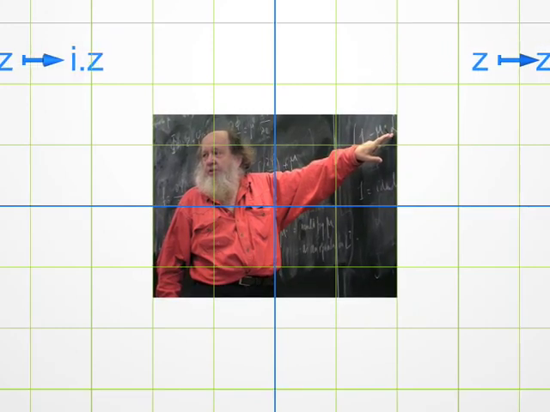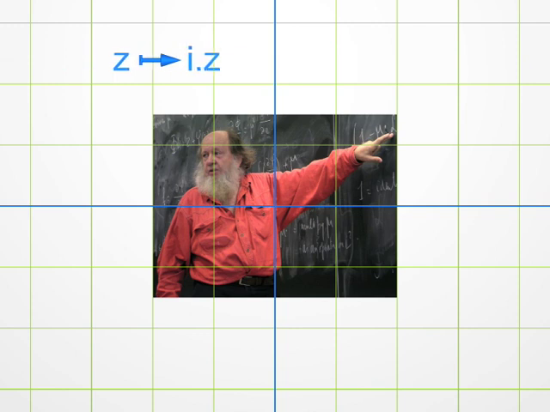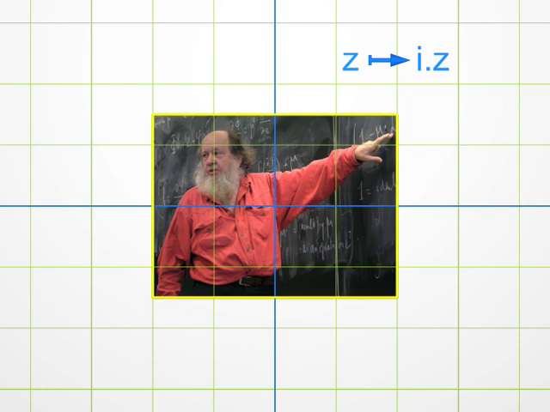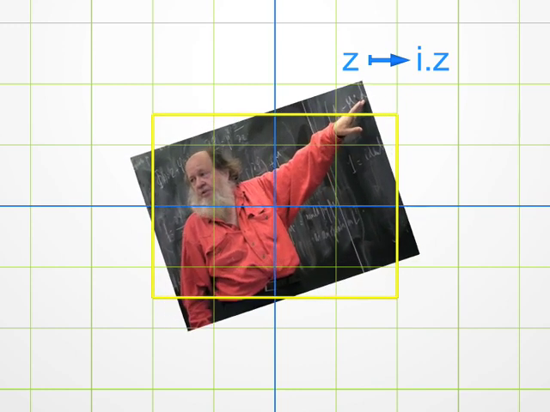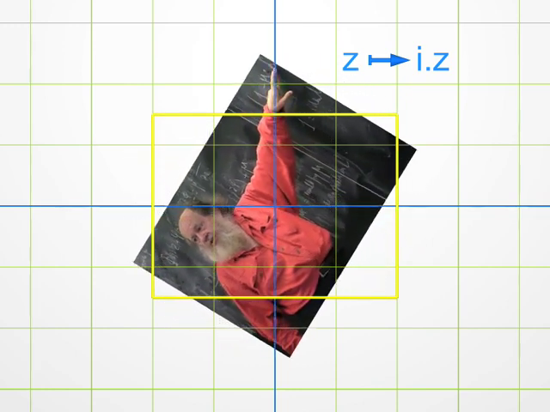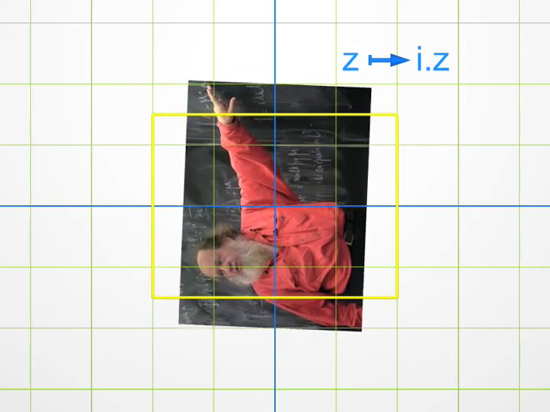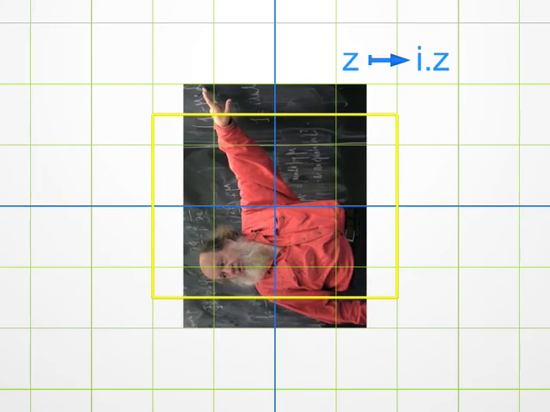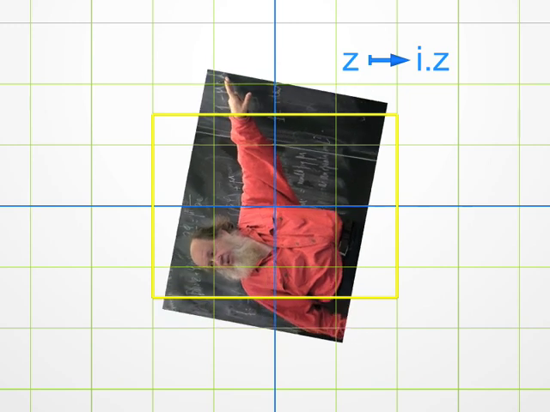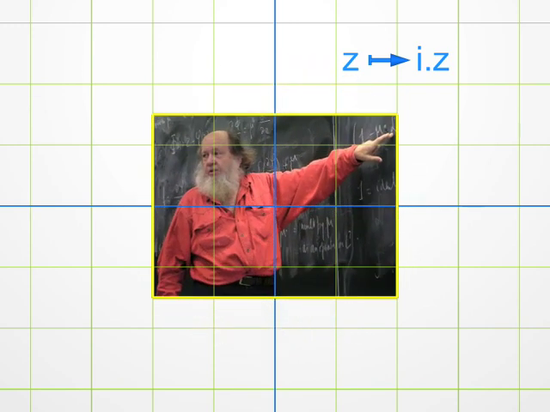Let's go to the multiplication by i. Easy! We know that multiplying by i is just a quarter turn. Note that the modulus does not change, but the argument increases by 90 degrees. Indeed, this is quite a sophisticated way of saying that we just rotated the picture.